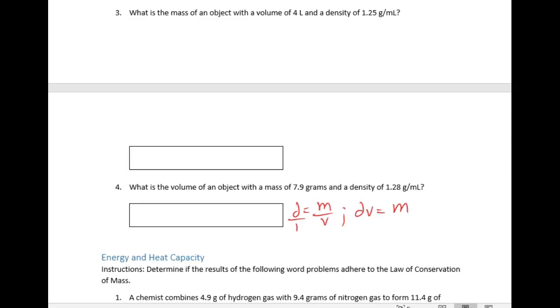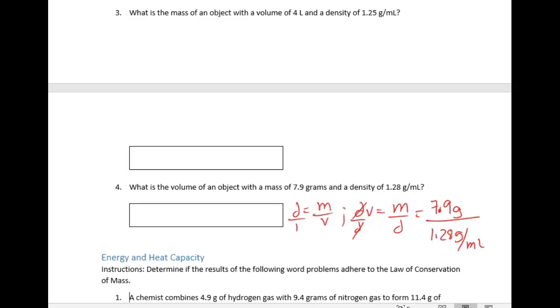So on this side I have density times volume is equal to mass times 1, so just mass. Now to isolate volume, I'd love to see what volume is equal to. I'll get rid of density by dividing it by itself on both sides, because density over density is equal to 1. So if I do the same thing on the other side, I'm not really changing it. So volume is mass over density. I do have the mass. Now I'm not going to write 7.9. I'm going to write 7.9 grams. Always include your units. And the density is 1.28 grams per ml.